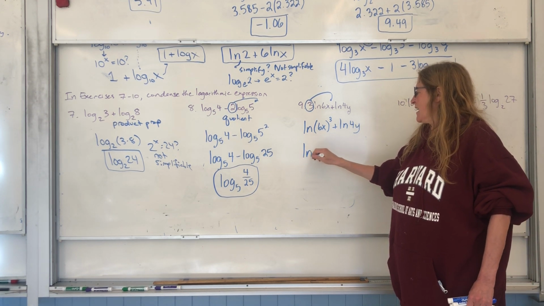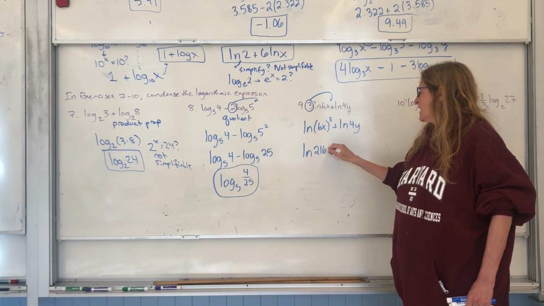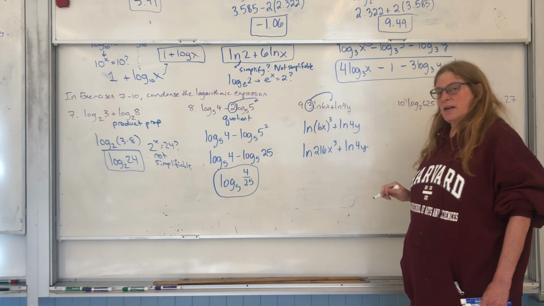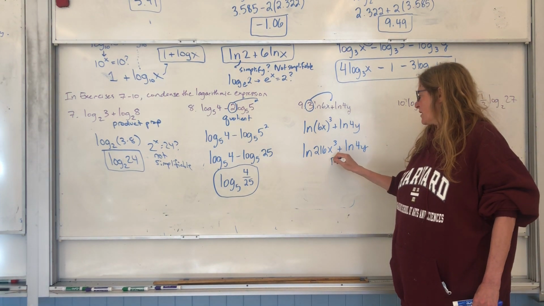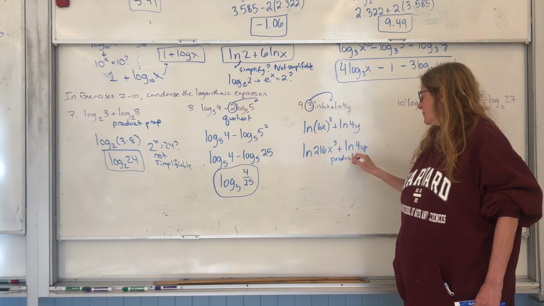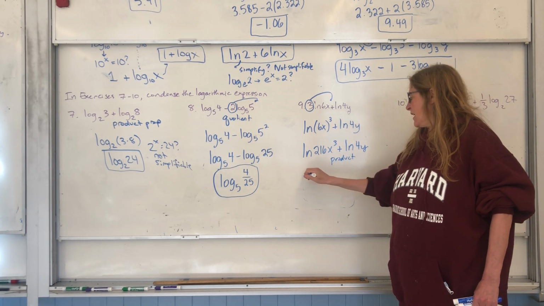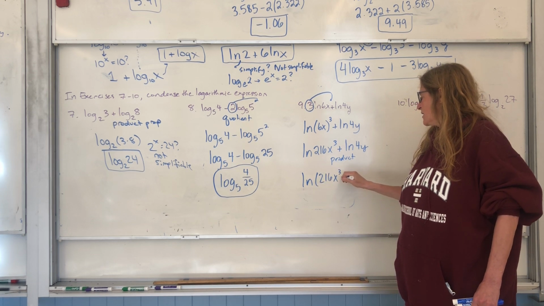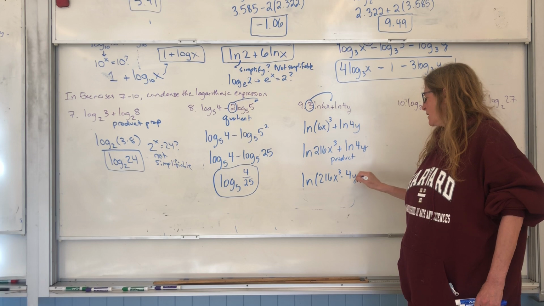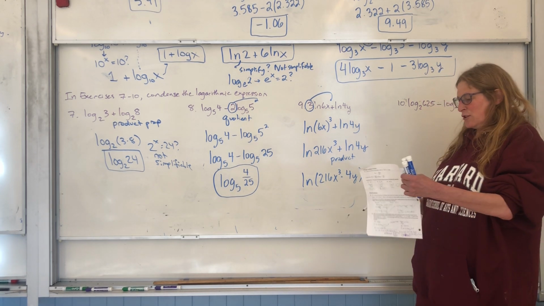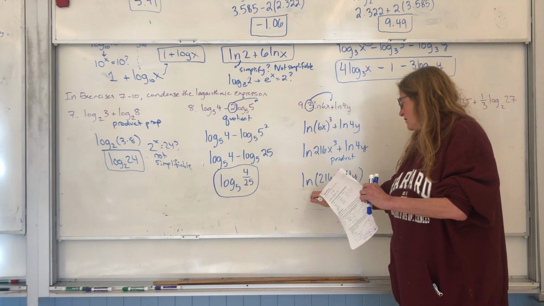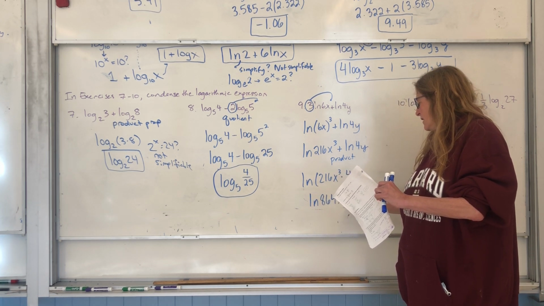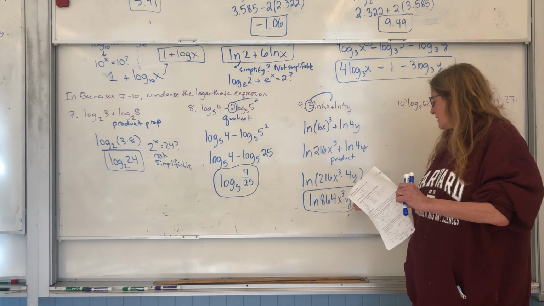So this would be ln 216x cubed, right? And this is going to be our product property. So I'll have ln 216x cubed times 4y. And then 216 times 4 is 864. That is what I end up with as a single log.